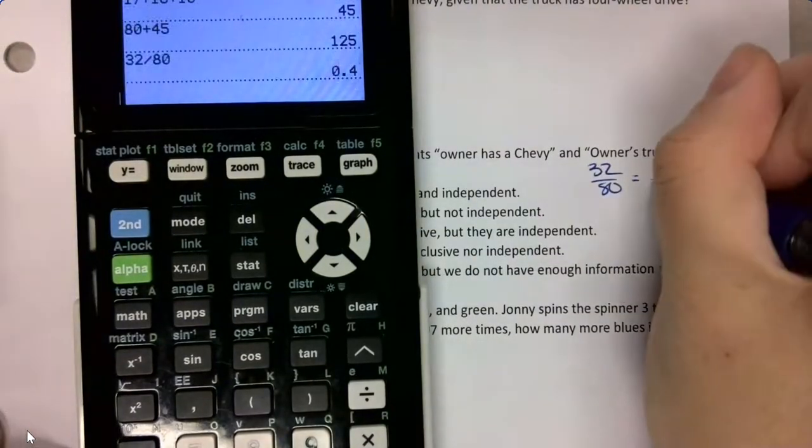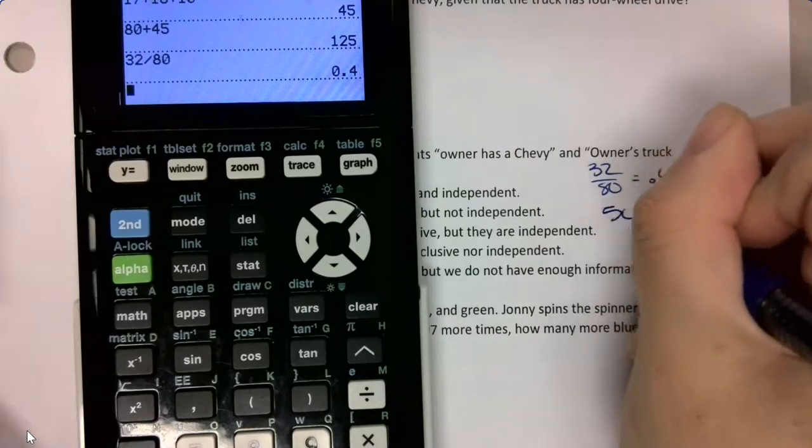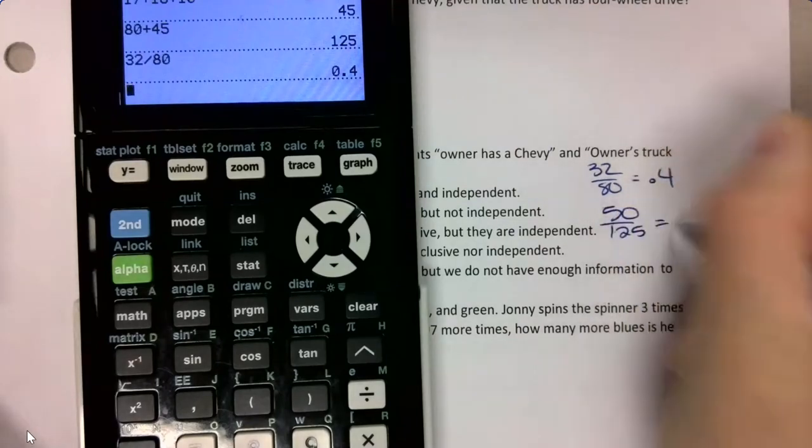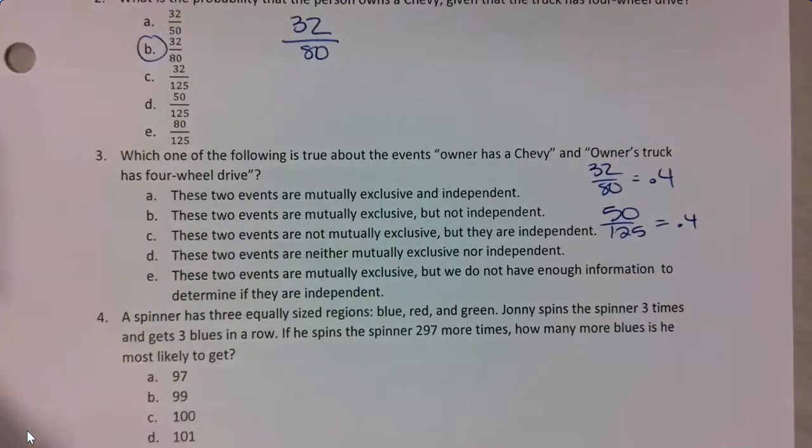gets me 0.4. Then I want to check being a Chevy in general out of the total cars, so 50 out of 125, which again gives me 0.4. So this means they are independent, but they are not mutually exclusive because you can be both at the same time. So not mutually exclusive and independent is C.